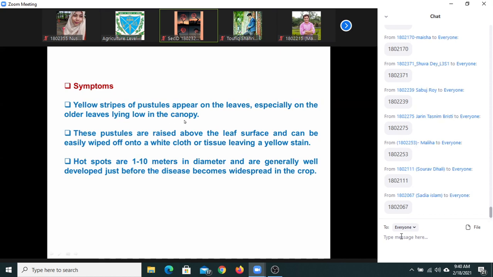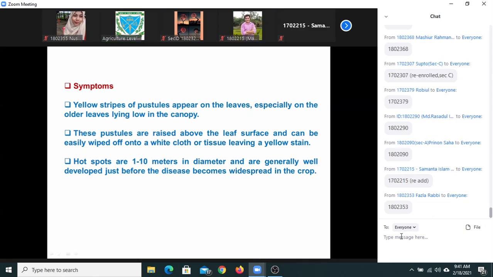You see the yellow stripes of pustules on the leaf, usually on the leaf surface. And you can see this symptom in the field as hot spots. Not every plant is infected. Once the plant is infected, you can see around 1 to 10 meter foci or hot spots in the field in diameter. একটা 1 থেকে 10 মিটার ডায়ামিটারের একটা এরিয়া জুড়ে অনেক সময় হবে, আবার এর চেয়ে বেশি হতে পারে, পুরো ফিল্ড জুড়ে হবে, not necessary.